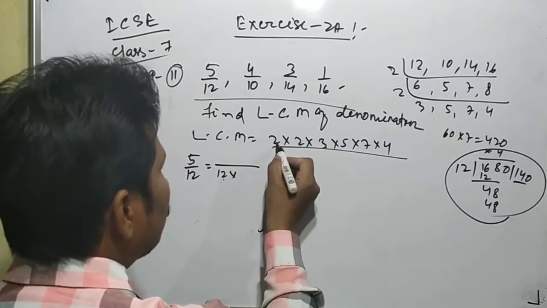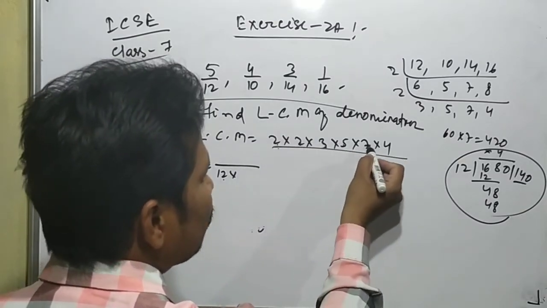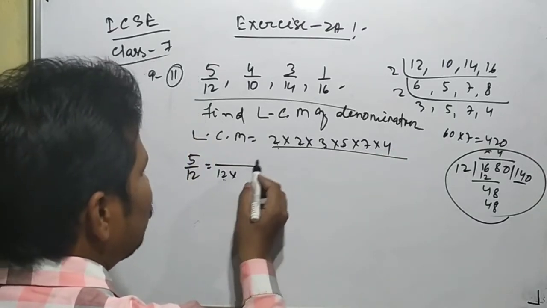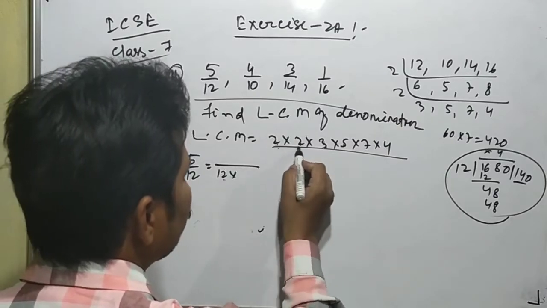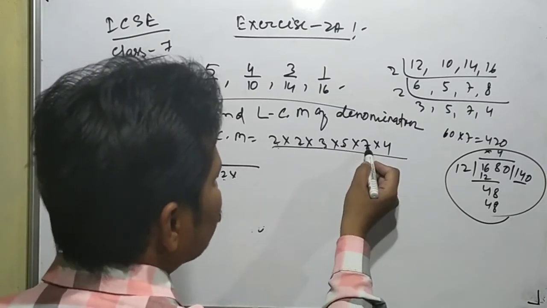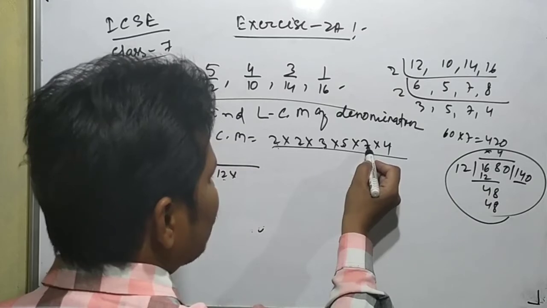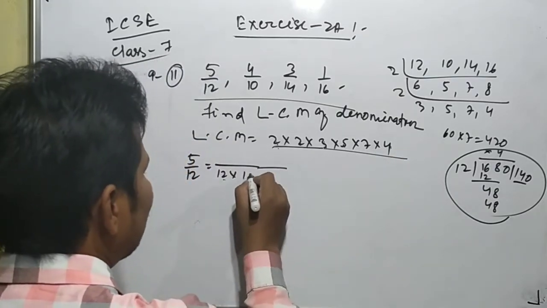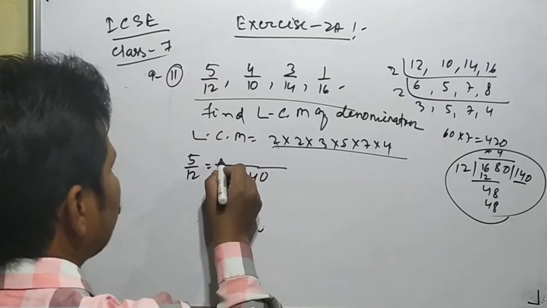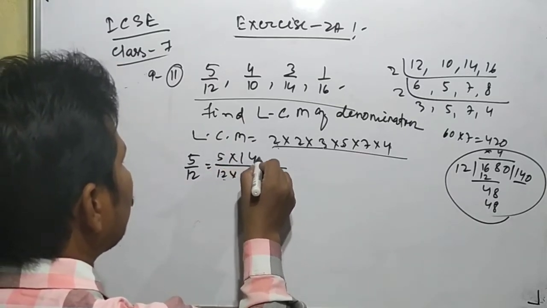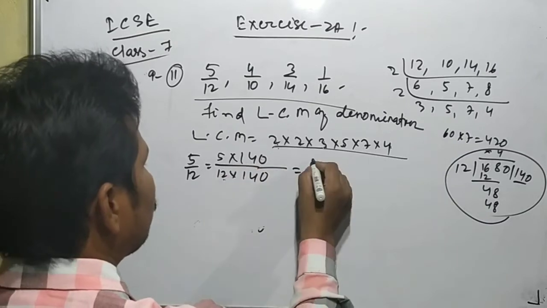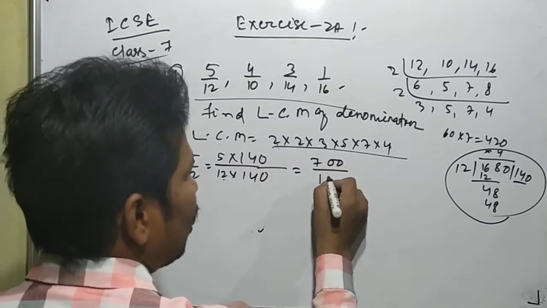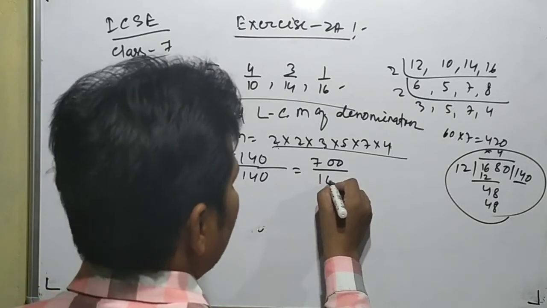Look here, LCM equals 2 into 2 into 3 into 5 into 7 into 4. To which number will you multiply so that the result will be 12? So 2 into 2 into 3, this is known as the 12. The rest are 5 into 7 into 4. So 5 into 7, 35. 35 into 4 equals 140. So you have to multiply with 140. That means you also have to multiply the numerator 5 with 140. The answer is 5 into 140, 700.